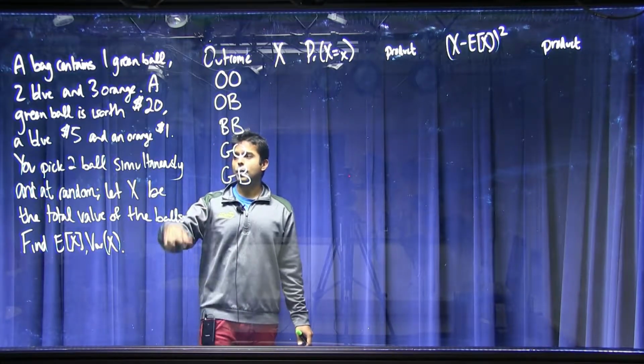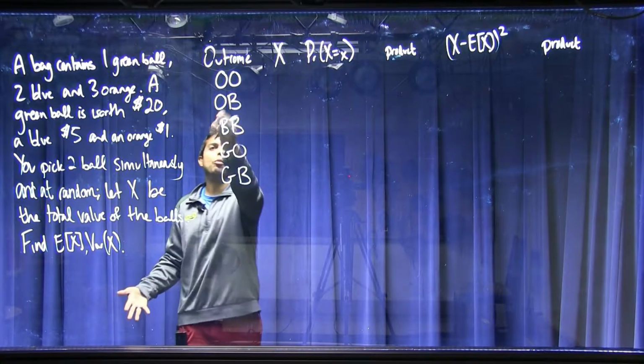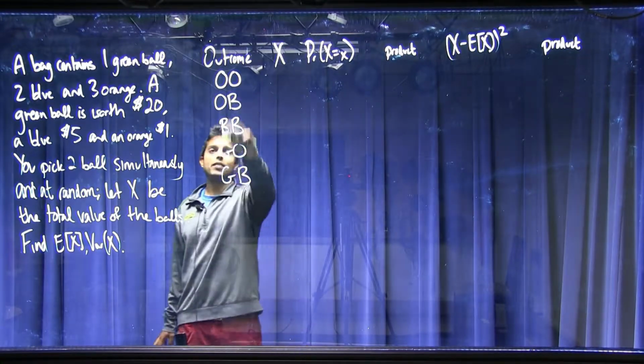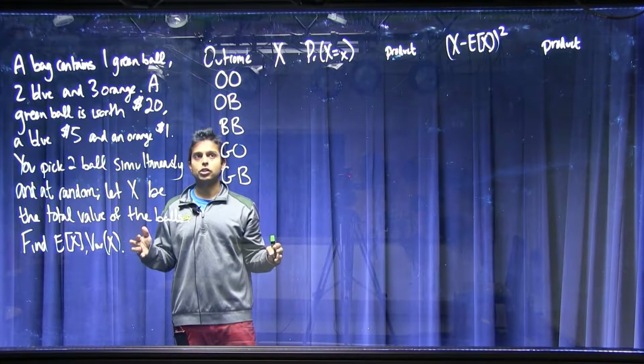Also, we're reaching in and grabbing two simultaneously and at random, so the order here doesn't matter. So I wrote OB, I could have written BO. It doesn't matter. Alright, so those are the 5 outcomes we have. Let's figure out what X is going to be equal to in each of those situations.